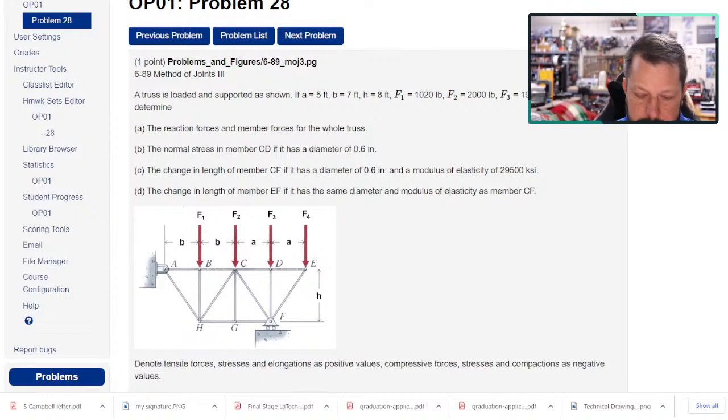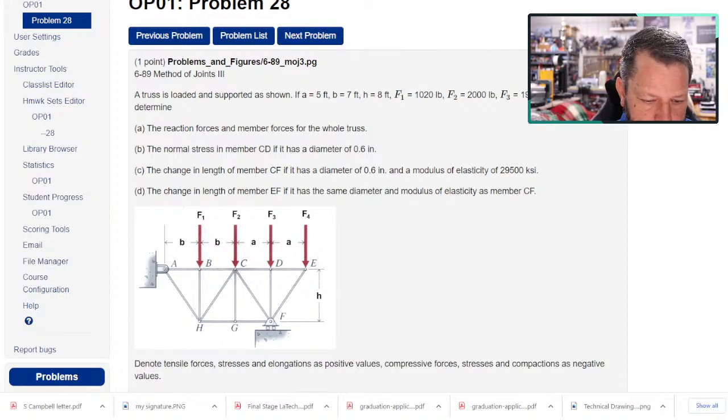Now, let's look for zero force members. Here's one. So that guy's a zero force member. And that's the only obvious one I see. There's some that have 3 members and collinear and all that, but they have external forces applied at that joint. So I think only CG is a zero force member.